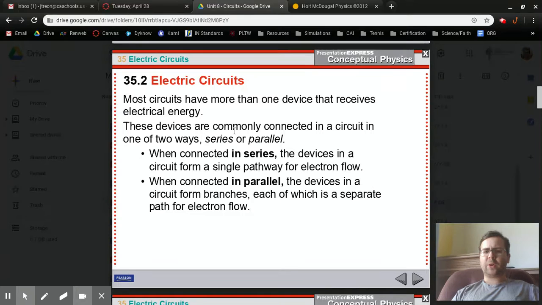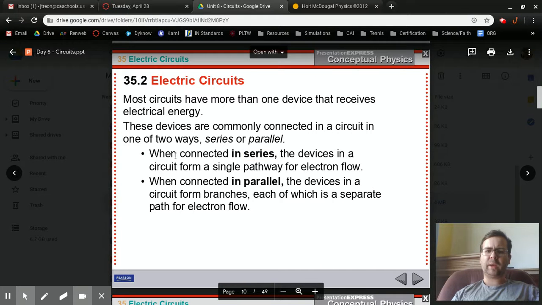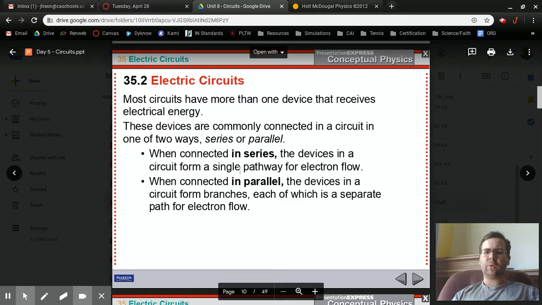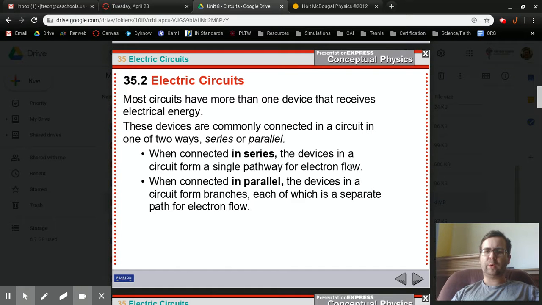These devices are commonly connected in a circuit in one of two ways, either in series or a parallel connection. Today we're going to talk about the series connection. It's one way that you can pair up multiple devices in an electrical circuit. And then there's another way, called parallel. So we're going to start with series today. When you connect devices in series, the devices in a circuit form a single pathway for electron flow. Okay, pretty simple, single pathway. The electrons only have one option, they have to go through this path.